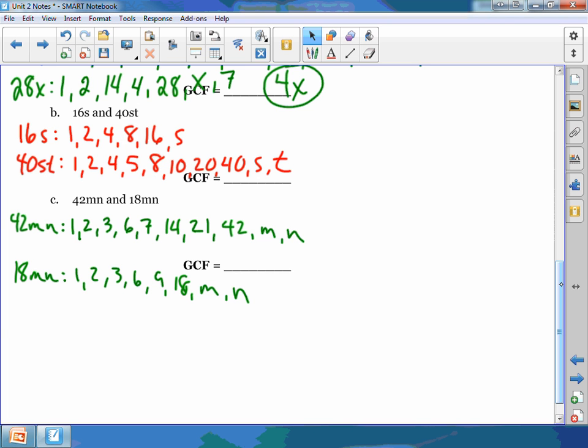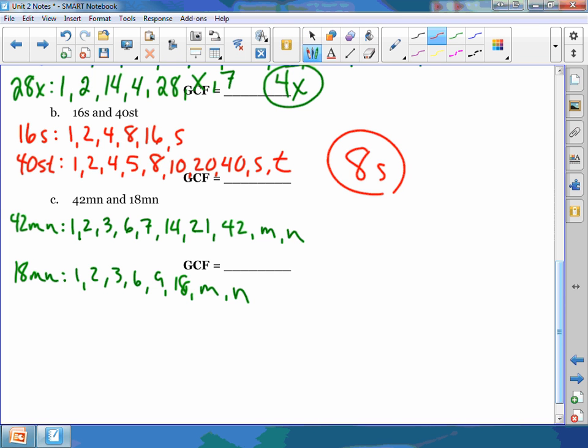8S is correct, yeah. Some people only had 4S when I went around. This has been in all my classes so far, because I think sometimes we forget that 8 is a factor of 40. We don't usually forget it on 16, but we do forget it on the 40. But I agree with Lauren. It's 8, and then they both have an S with it, so it's 8S. And then what about the next one here? The 42 and the 18, both with the MN. Faith, what do you have? 6MN is correct.